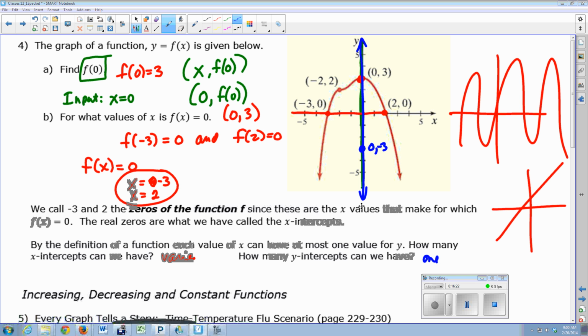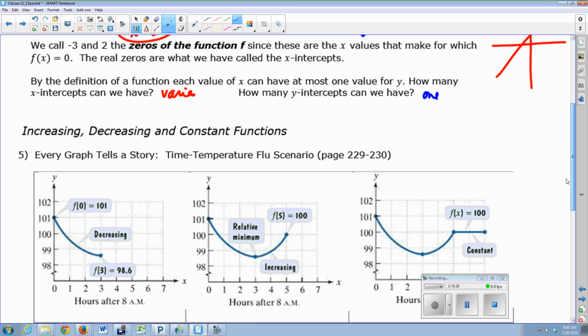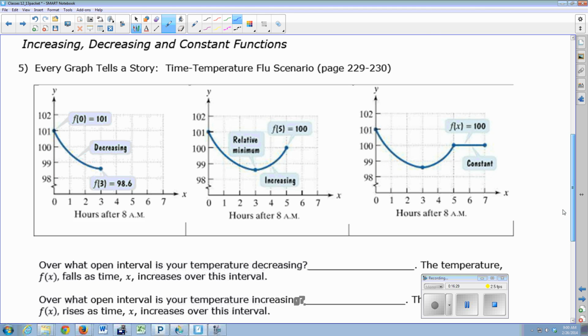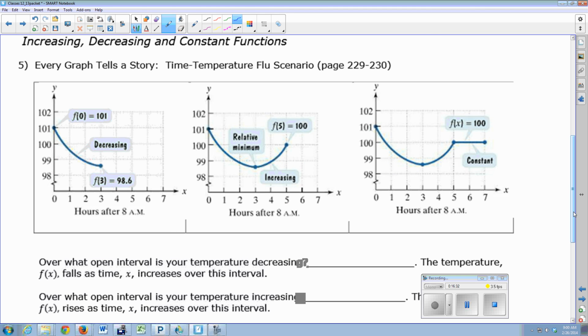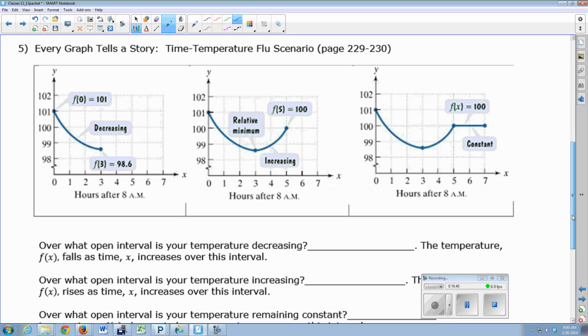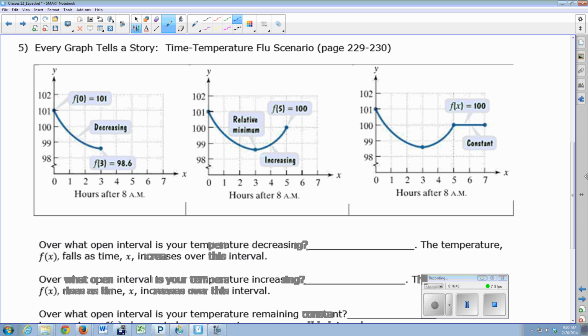Okay, increasing and decreasing functions. I actually liked the way your book approached this, because they did it with a story that I think makes sense. And I think the idea of increasing, decreasing, and constant functions makes a lot of sense if you put a little story to this. So for those of you who are actually reading the book, these would be the pages you could find it, 229 and 230.